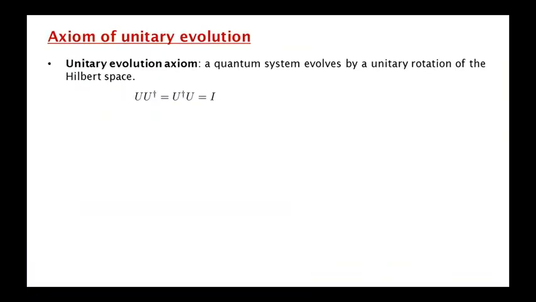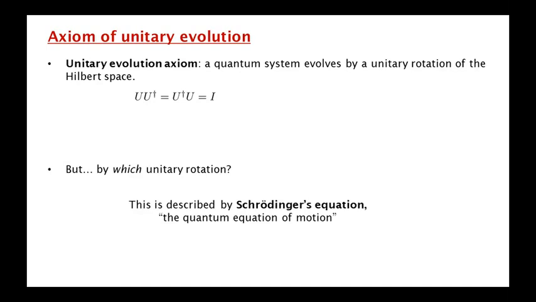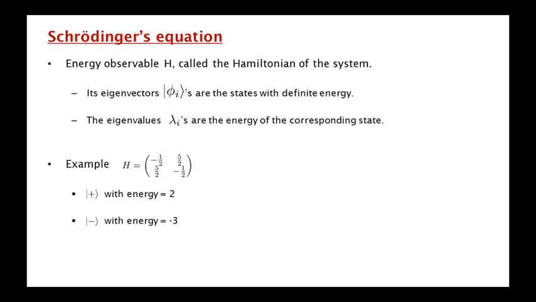Okay, so let's see, you all remember the axiom of unitary evolution, which says that a quantum system evolves by unitary rotation of the Hilbert space. So by some unitary rotation U. But we can ask, which unitary rotation do you use? This is a question that Schrödinger's equation answers. Schrödinger's equation gives us the quantum equation of motion.